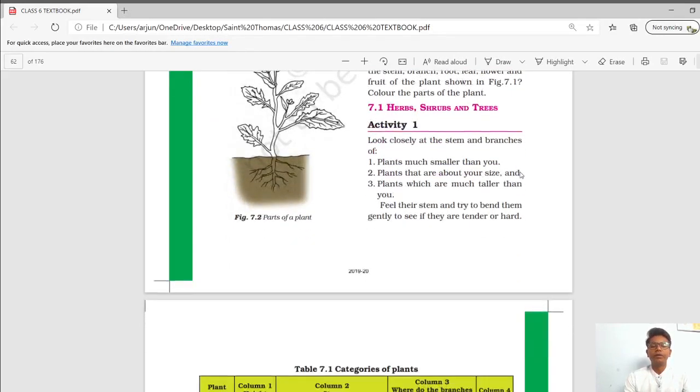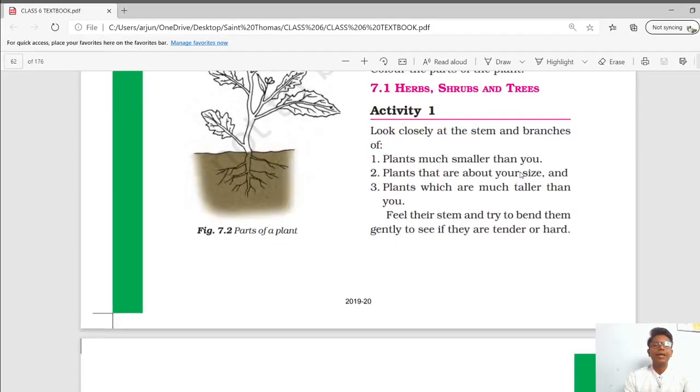Activity number 1. Look closely at the stem and branches of plants much smaller than you. First, you have to see your height and then see the height of the plants. First, you will observe that some plants are smaller than you. Then, second, you will see which plant's size or height is the same as your height. And third, you have to see which plant is much taller than you.